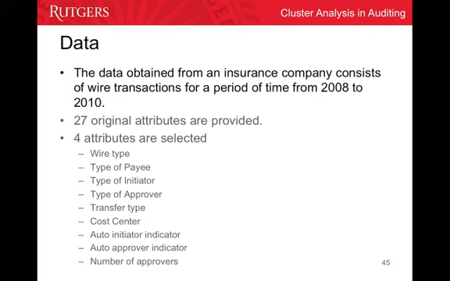There are 27 original attributes provided. Most attributes are mainly for identification purposes, like the initiator ID, the approver ID, cost center ID, the account number, etc. Though they're very informative, they are not useful for classification. Therefore, based on the original attributes list and additional consultation with the internal auditors, attributes that represent characteristics of wire transfers are created. The first one is the wire type.